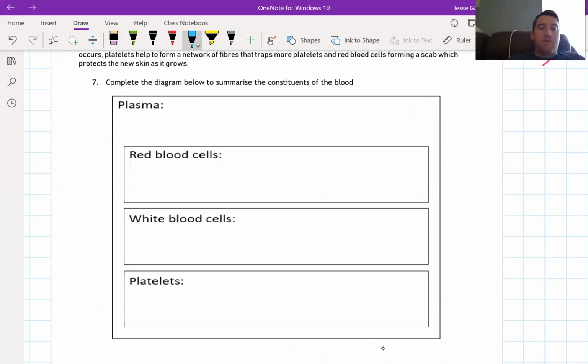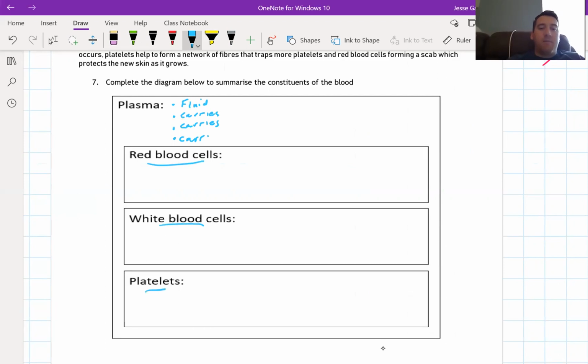So let's do the plasma first of all. Let's do a few bullet points on plasma. Pause the video and do that now. Okay, so hopefully you said something to do with it's a fluid. That's the type of thing it is. Hopefully you said it carries these three things: red blood cells, white blood cells, and platelets. Underneath that, what else does it carry? And underneath that, what else does it carry?